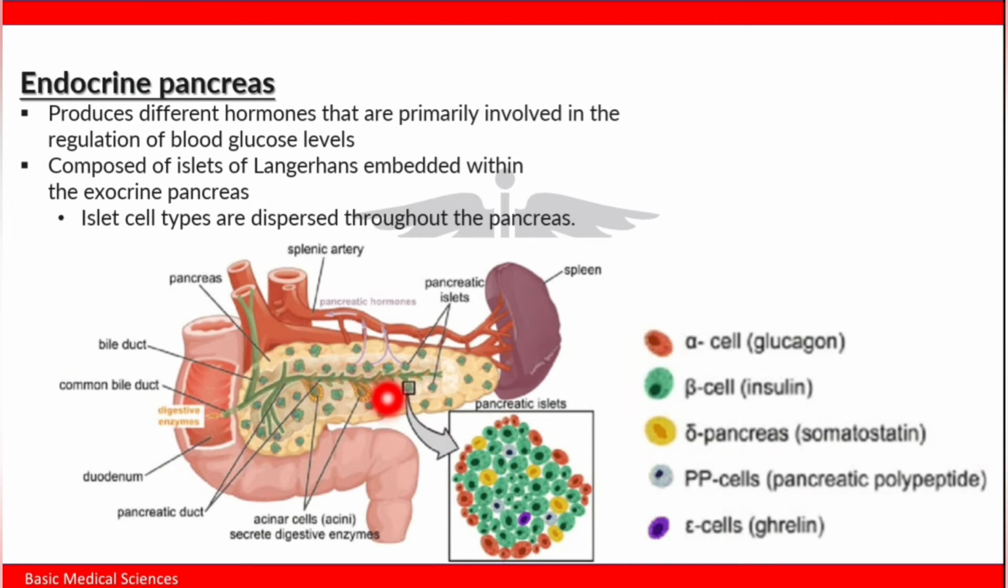If you zoom in on one pancreatic islet, you see cells around this acini. These are called alpha cells, and they secrete glucagon. Inside, in the middle, those green ones are beta cells. They secrete insulin. Next are the delta cells, which secrete somatostatin, and the PP cells secrete pancreatic polypeptide, and the epsilon cells secrete ghrelin.